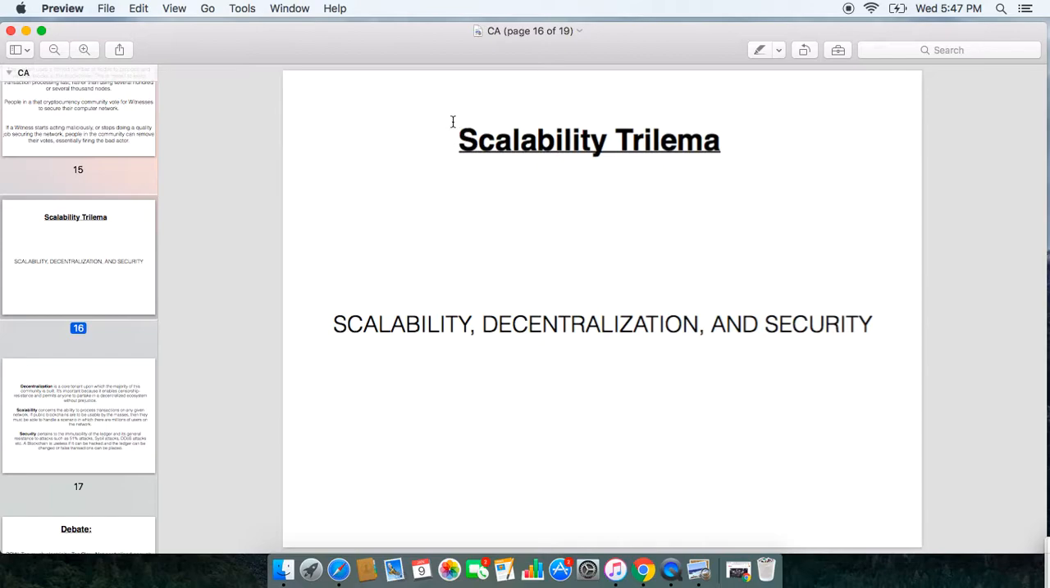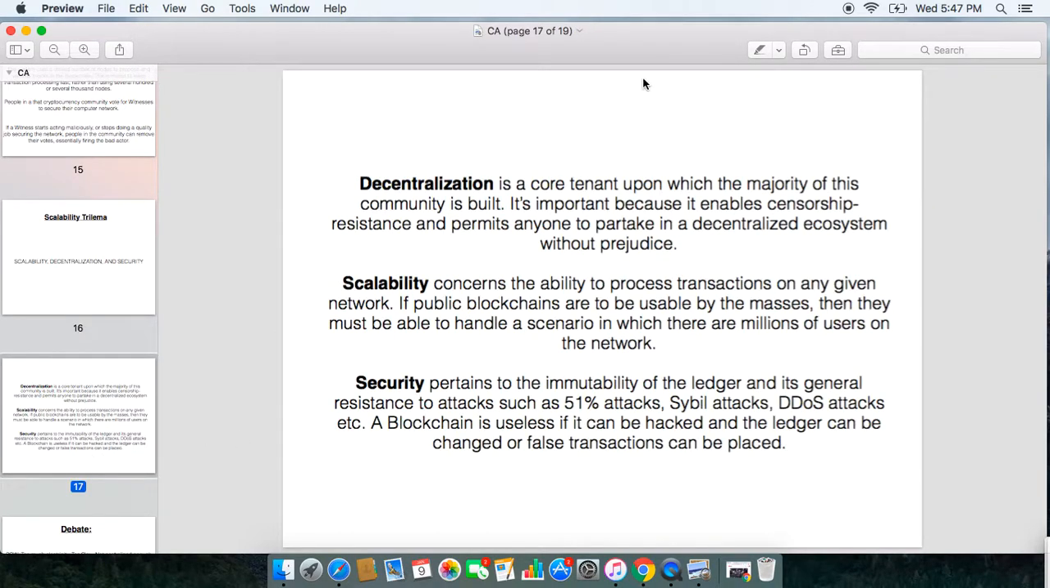Something to talk about is the scalability trilemma a lot of people talk about. It's very hard. Some people say it's impossible to get everything right on a blockchain consensus algorithm. The main three that are hard to come across and get right are scalability, decentralization, and security. It's very hard to get all three of those at the same time. Decentralization, it's an important factor. It's a core tenet upon which the majority of this community is built.